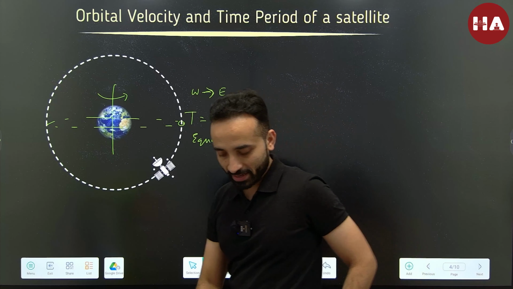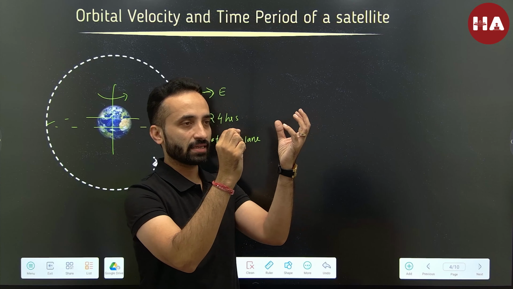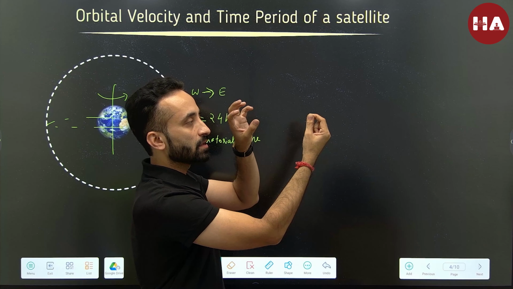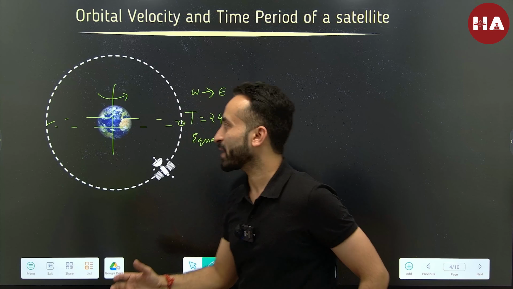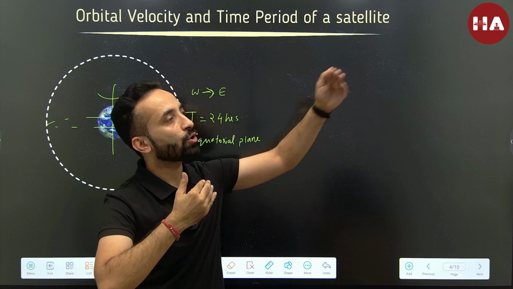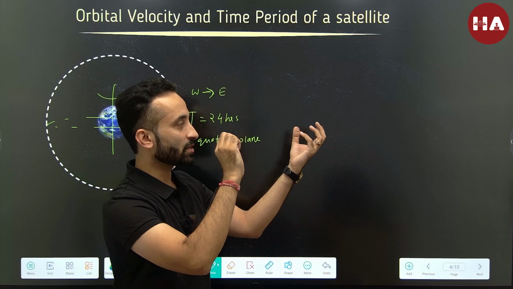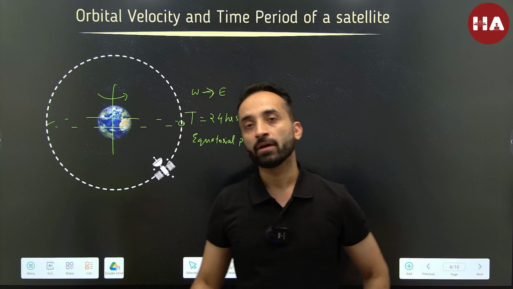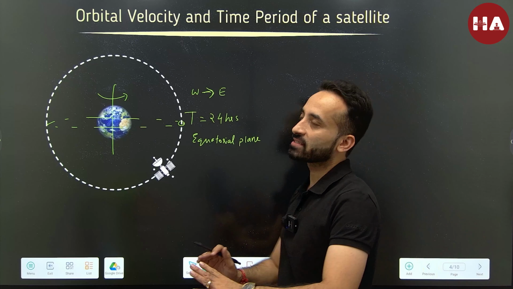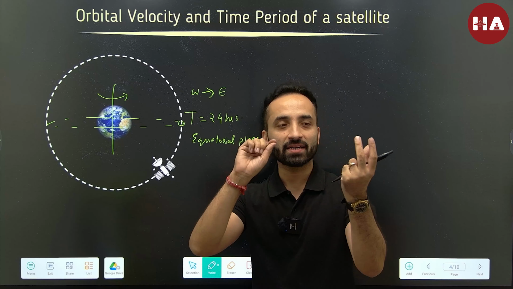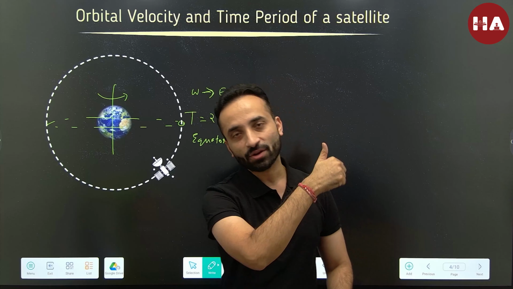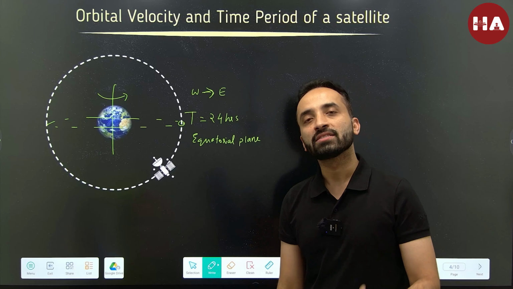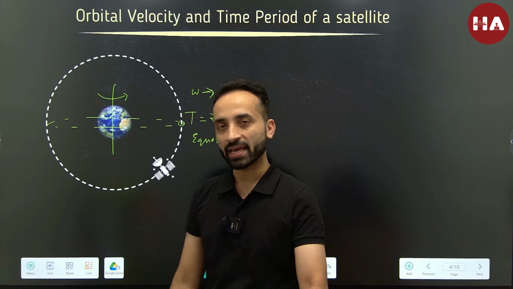Now listen to this. Imagine this is the Earth and this is the satellite. It will always be in sync with the rotation of the Earth. So with respect to the Earth, this satellite will always remain stationary, because it is revolving exactly in the same fashion as Earth is rotating. It will remain stationary even though it is moving, but it is moving with the Earth, like the rotation of the Earth. That is why it will appear stationary. Such satellites are called geostationary satellites, as the name implies.